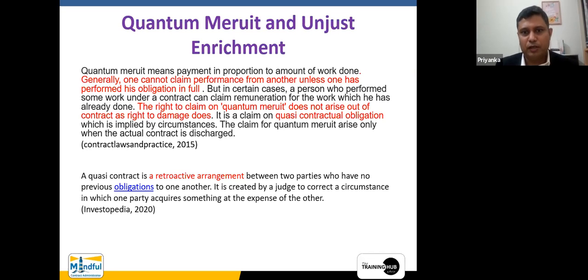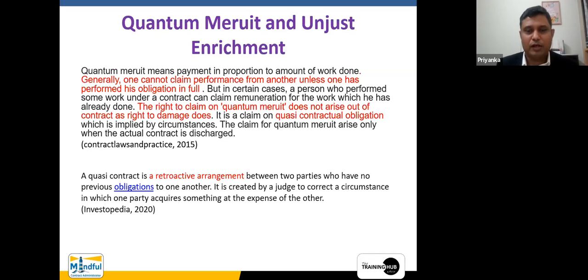Quantum meruit means payment in proportion to the amount of work done. Generally, one cannot claim performance from another unless one has performed his obligation in full. Now, this particular red-colored portion of the quantum meruit principle has been violated by that particular gentleman, because he has not fulfilled his obligation, right? It was not beyond his control, or based on someone else's fault. It is because of his fault. The person who has signed the contract in order to complete this particular work did not complete the work.